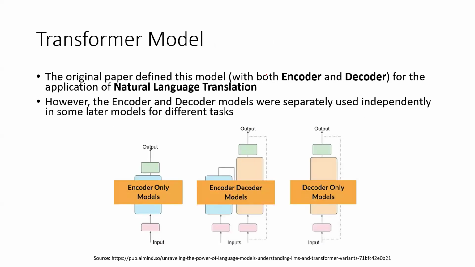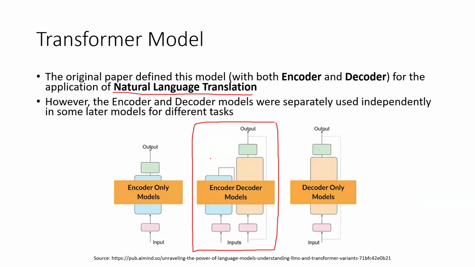So now let's look at the different forms of transformers that are used in today's world. The transformer given in the original paper, Attention Is All You Need, is actually about a natural language translation problem. In this translation problem, it is using a full transformer model, which is an encoder-decoder model, right?